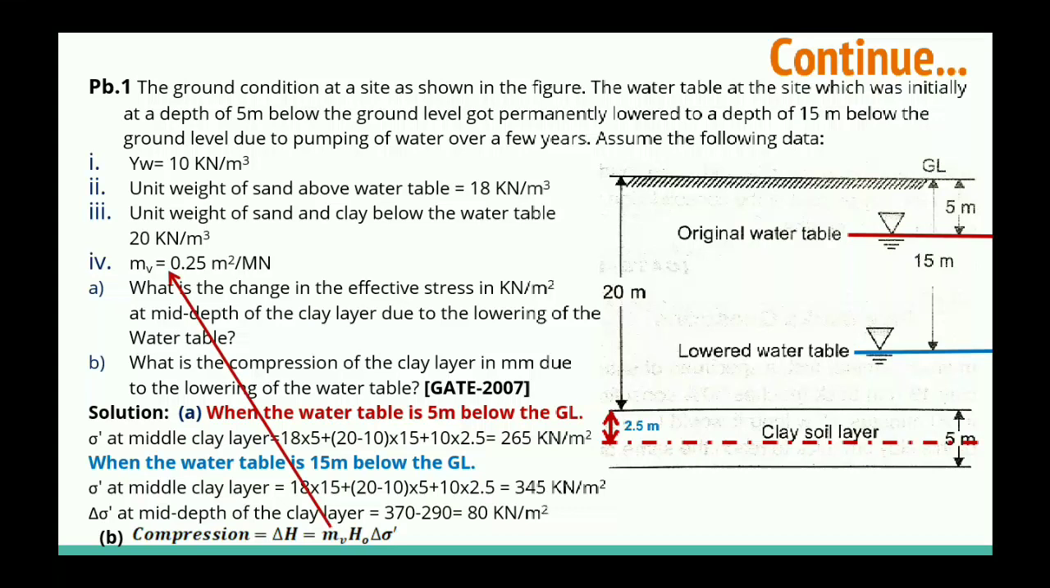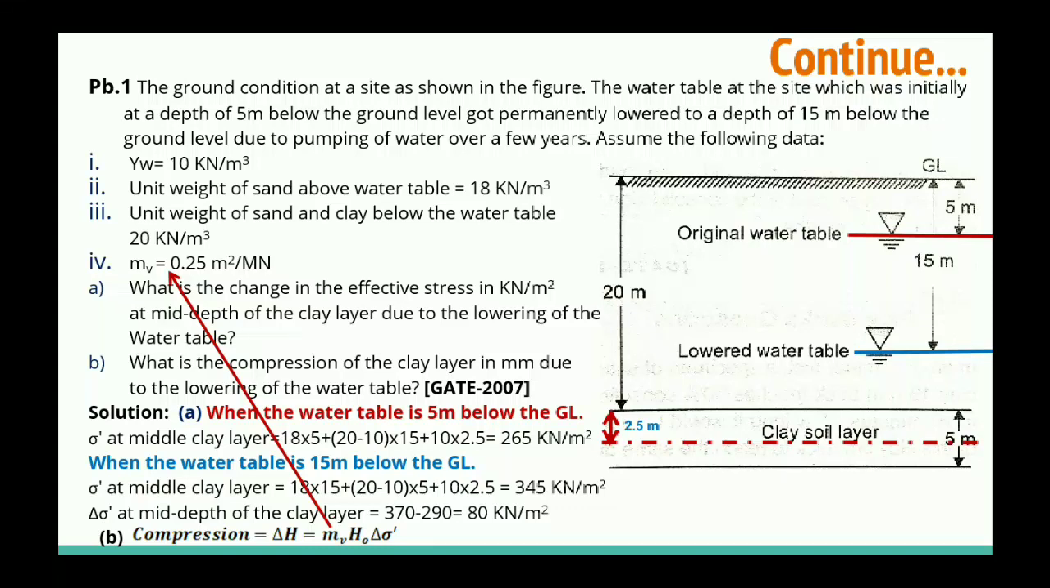We have the mv value, that is 0.25 meter square per mega Newton, so take care of these units. You have to make sure that in the formula all units are the same. Like if we are taking meter square, then we will take meter cube or meter, whatever. We can't take meter square and mm like this. So we have to just focus on this unit conversion.